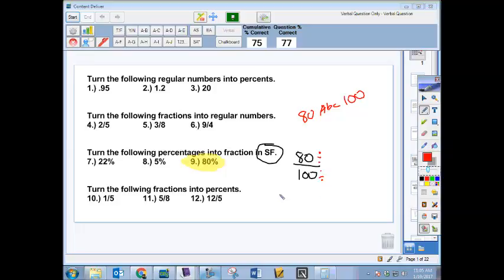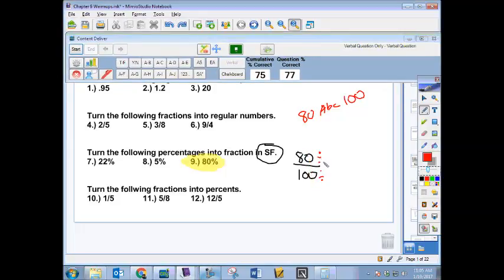Well, you can take away the zeros in it. You could just take away the zeros. Now, when you just take away zeros, that's fine, but understand what you're actually doing is dividing by 10. Because again, when you multiply by 10, you move it one place to the right. When you divide by 10, you're moving your decimal to the left one place. So then it becomes 8 over 10.